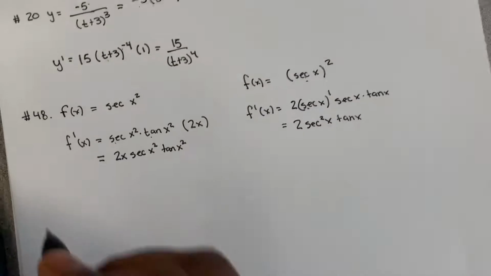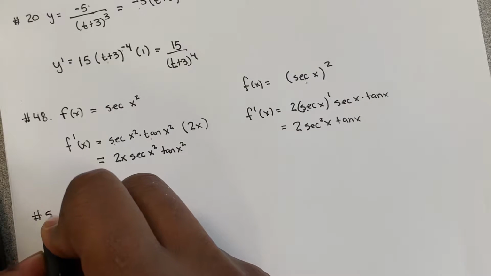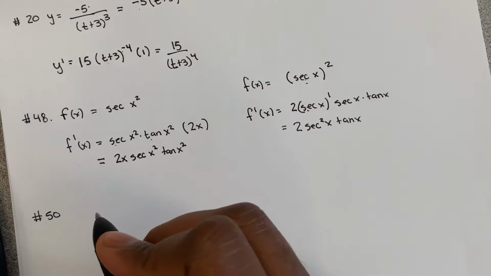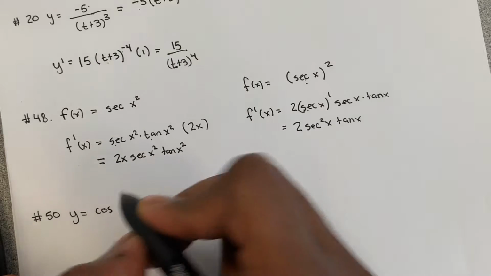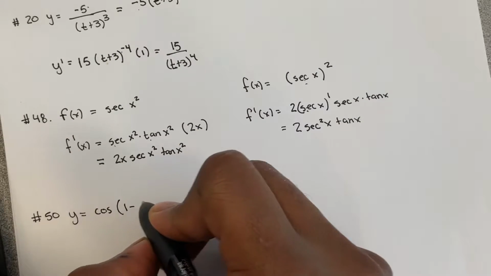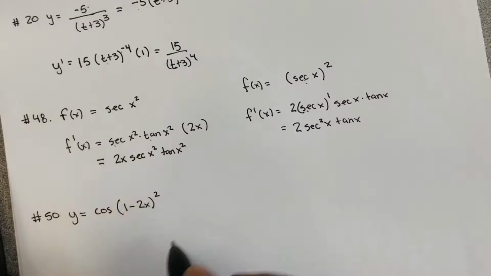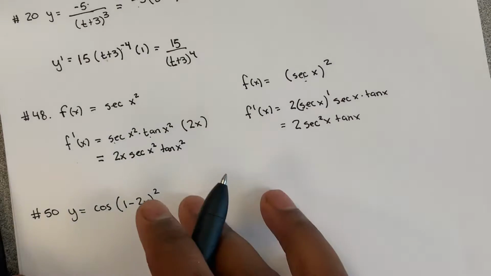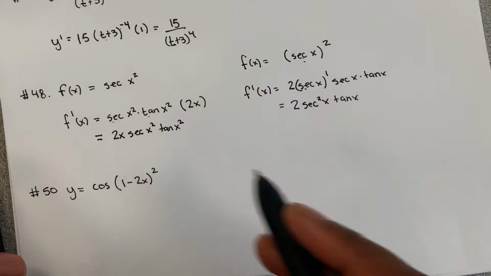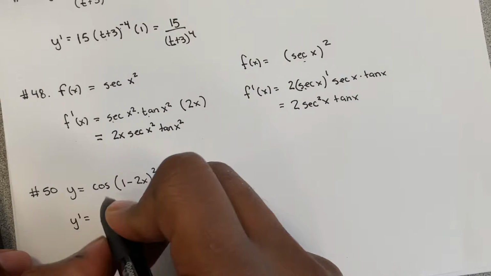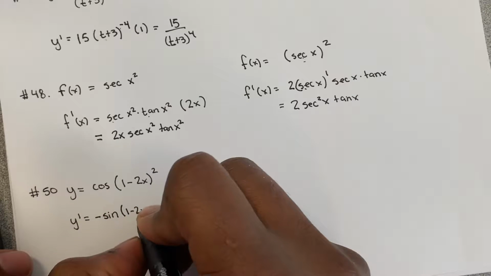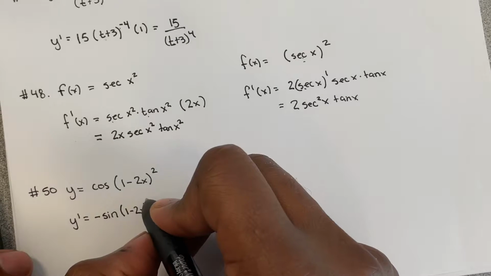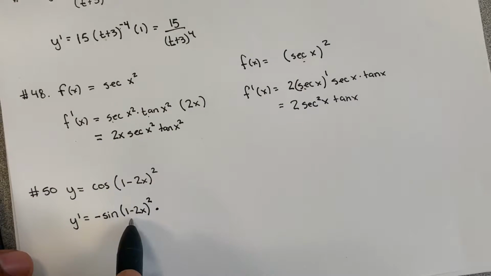Our next example is number 50. For number 50, we have y equals the cosine of 1 minus 2x squared. Again, the input or the angle is what is squared, not the cosine. So our derivative is, the derivative of cosine is negative sine. We never change our angle. So negative sine 1 minus 2x squared, and then multiply it by the derivative of 1 minus 2x squared, which we'll put in a bracket.